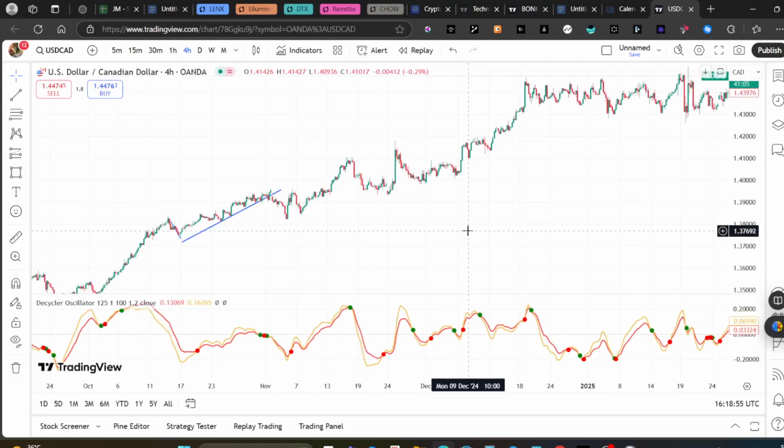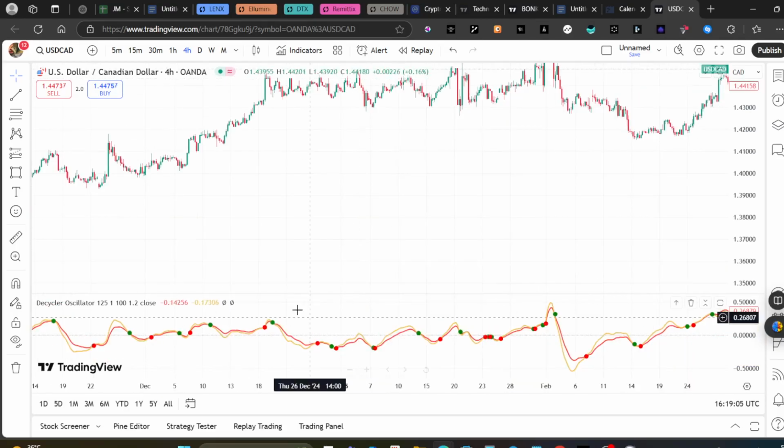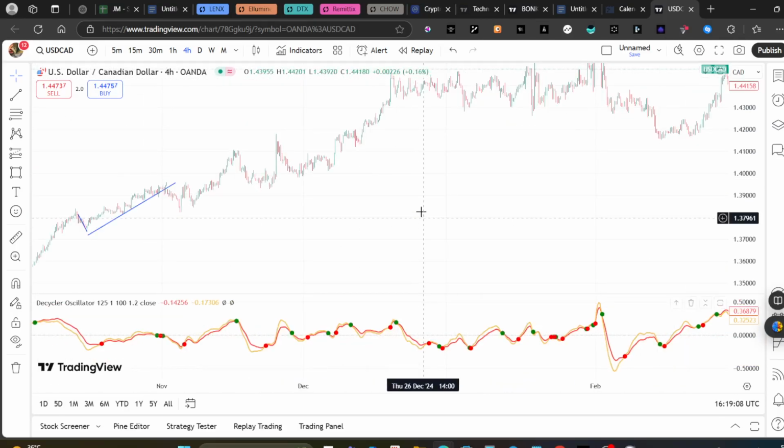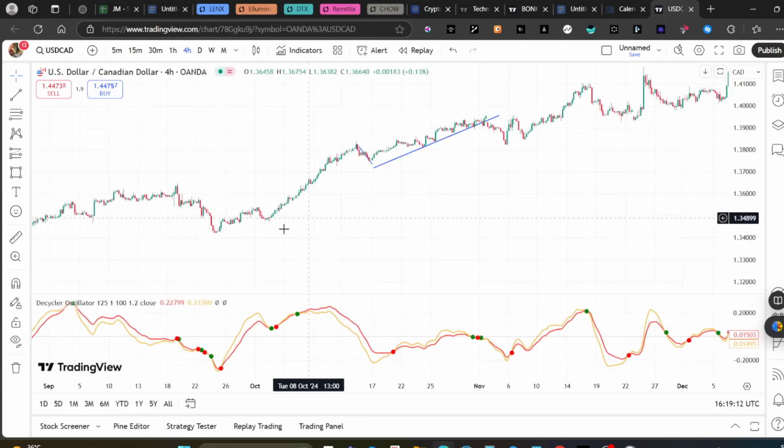Okay, so those are the signals that you should be watching out for. The green dots show that bearish momentum is stepping in. I'm going to recommend using this indicator in trending markets. When the market is trending in a bullish direction, you should be looking out for only buy trades, watching out for the red dots and the bullish crossovers.